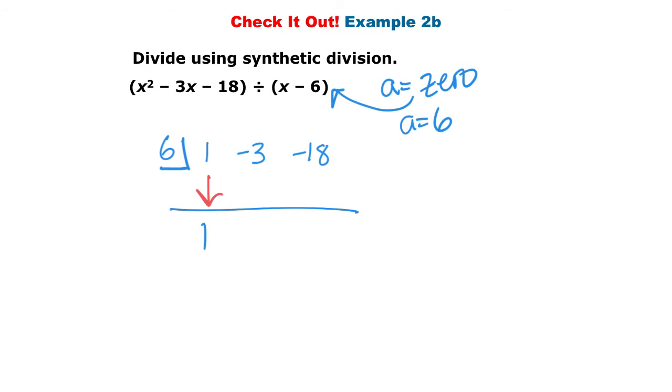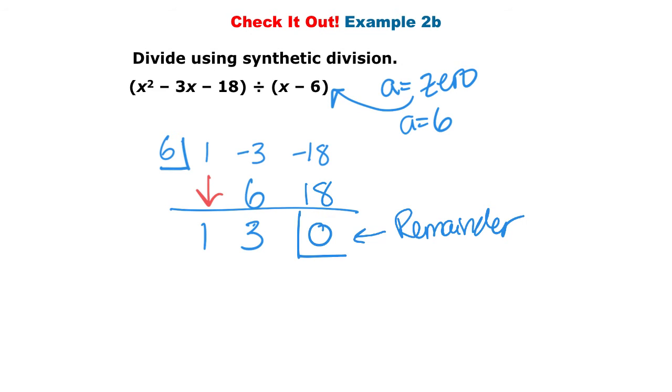So I'll just bring down 1. Now I multiply. 6 times 1 is 6, so that goes here. Then I just add those together, and so I'm going to have a positive 3. Next step is 6 times 3, multiply again, that's going to be 18, so that goes right there. Add those together, I get 0. This last number goes in a box because this is the remainder.